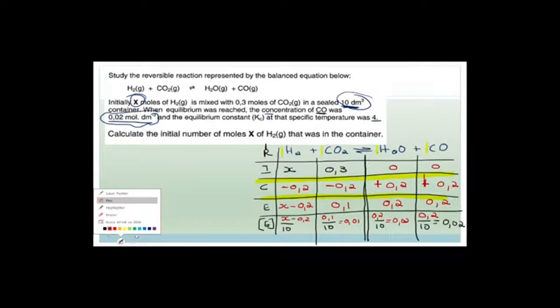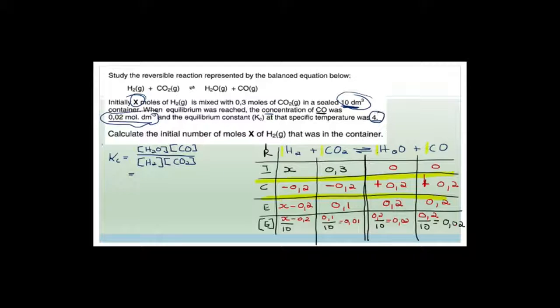Now we need to write out a Kc. So let's do that. Kc equals, and they're all gases, so it's going to be all ones. So it's going to be H2O times CO, all over H2 and CO2. Right. So now we know that the Kc is 4. We also know all these numbers, so we're going to fill them in.